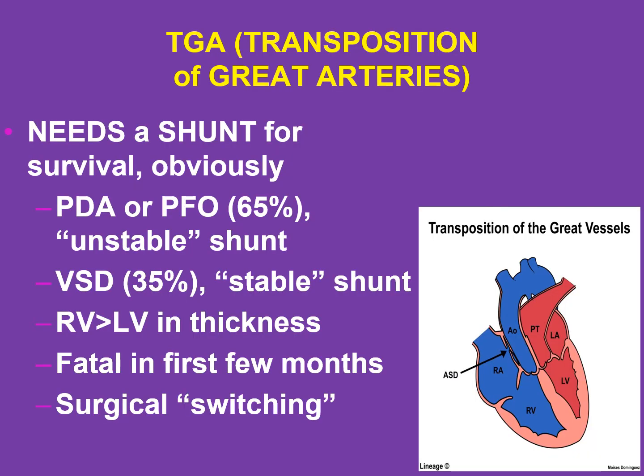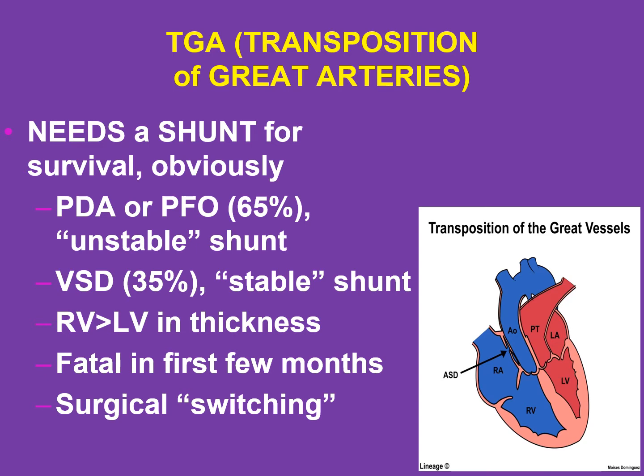Other right to left shunts is the TGA, or the transposition of great arteries or great vessels. So you need a shunt here for the survival, obviously, and that is your PDA, or it can also be your patent foramen ovale in 65% of cases. You also have a VSD here. The RV here is greater than LV in thickness.